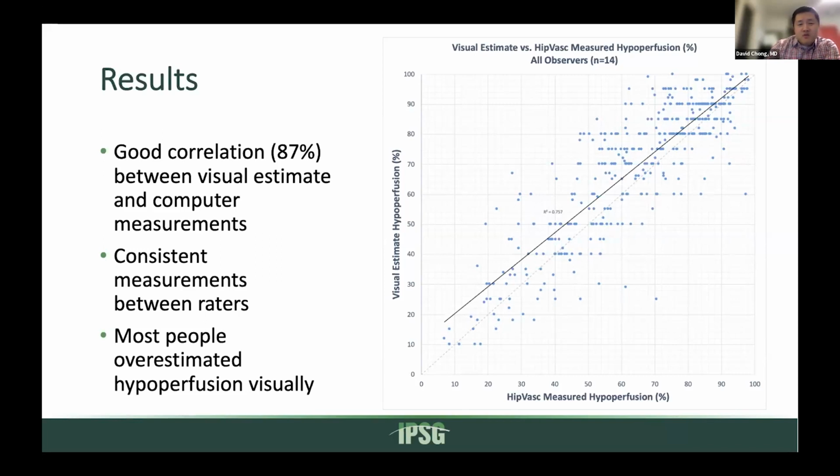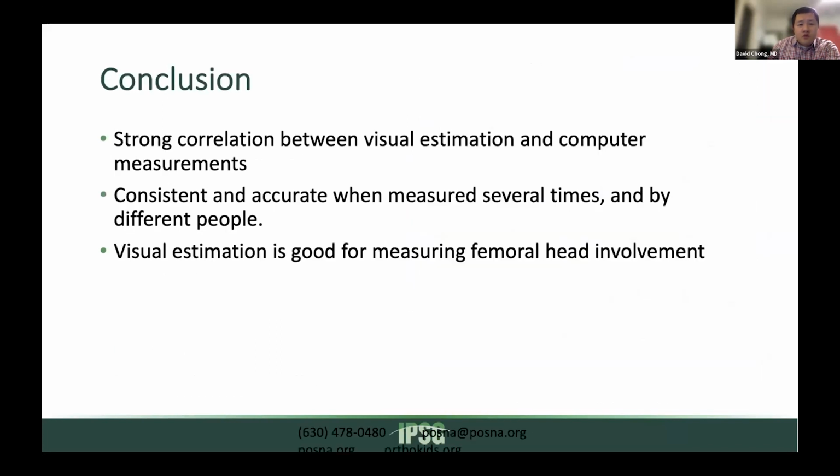We also found that the measurements between raters were also very consistent. So basically, people in general are good at measuring, and we don't necessarily have to use computers. And so your doctor in the office doesn't have to use a computer to measure how hypovascular it is. So we found good correlation between those two. We found that it's consistent and accurate. And so at the end of the day, yes, we can just use our visual estimation. We can use our eyeballs just to measure how bad the femoral head is. And this is in terms of using your MRIs.